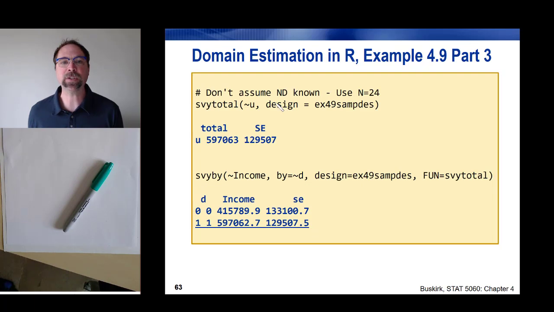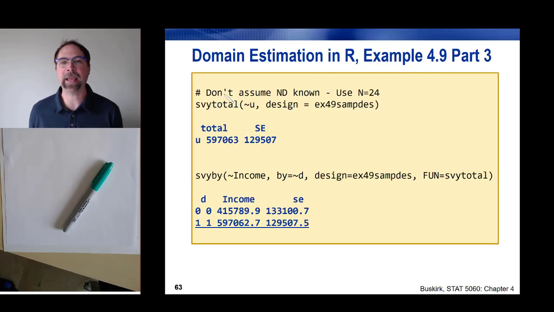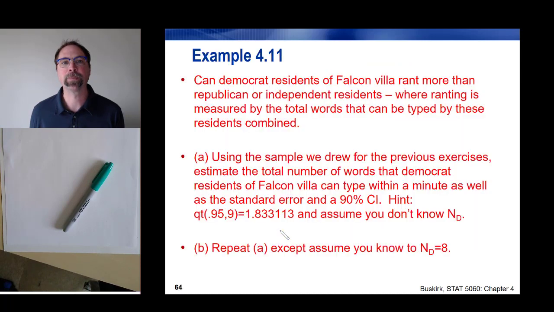And again, this part here is the estimate that I got from this series of the predict function. And then on the following screen, this is what I get if I don't know the N sub D. And again, the standard error is about 4 times the amount. And here's my estimated total. Now, if I use the survey by command here, you'll also see that I get the same thing for the domain object of 1. This is the 597, and then the standard error is about 129,000.